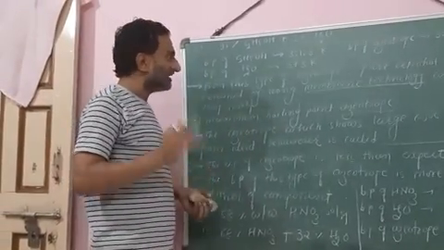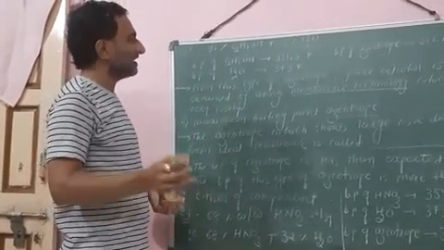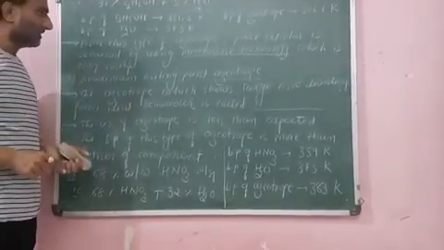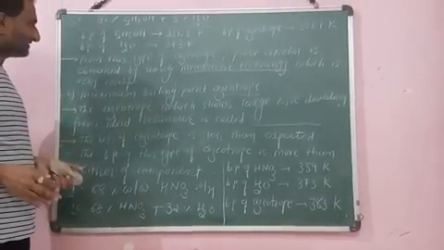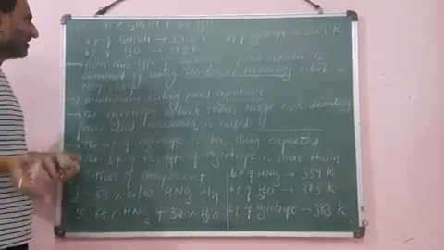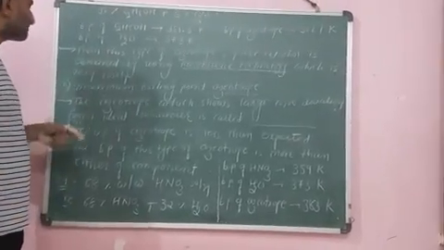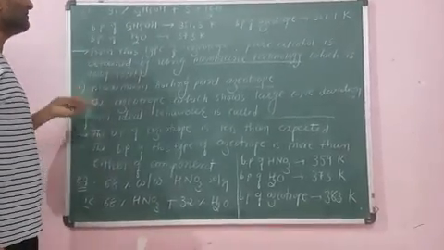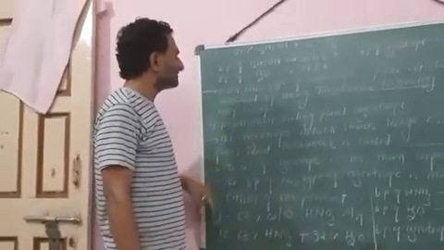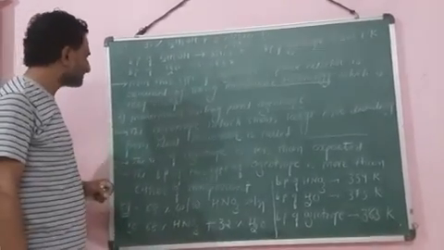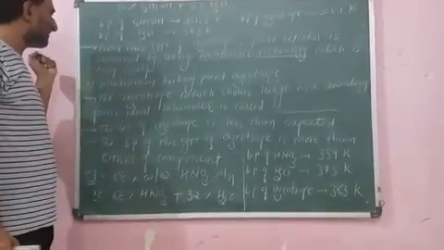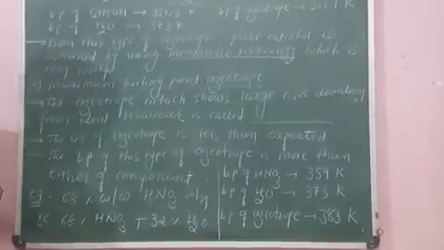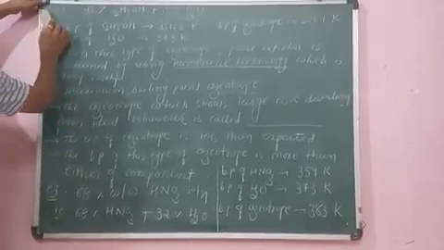So my friends, based on ideal solutions, non-ideal solutions, positive deviation of solutions, negative deviations of solutions, we discussed this topic, that is azeotropes. First I explained the definition of azeotrope. Second, the types of azeotrope with one example. Two types of azeotropes are there. One is the minimum boiling point azeotrope. Second one is the maximum boiling point azeotrope. I hope that you have written all these things.